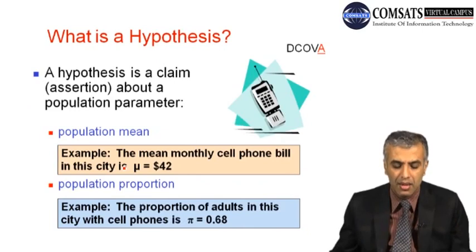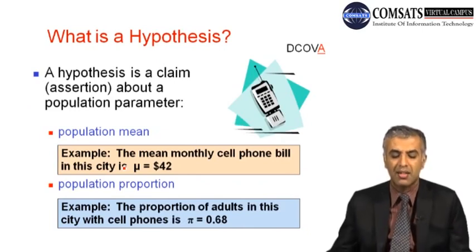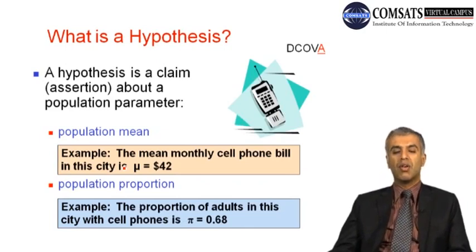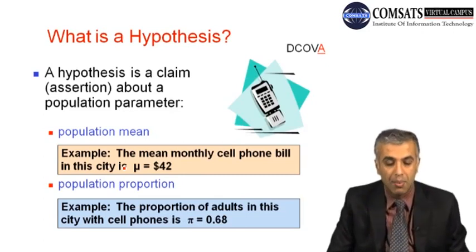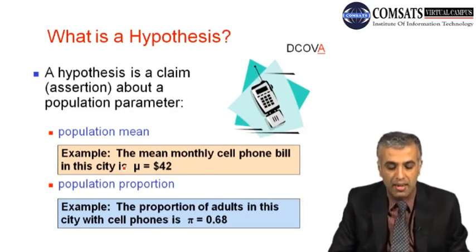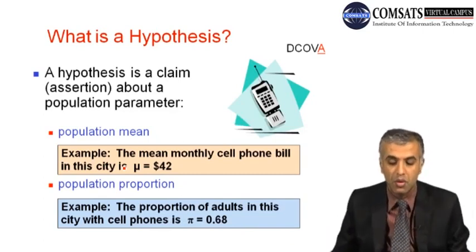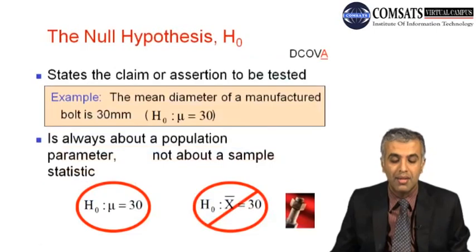Then we had a discussion about the population mean and proportion and how they are involved in determining a hypothesis. In this example, we had a certain number of options available, and we had to derive the hypothesis based on that. So we went through the various examples.